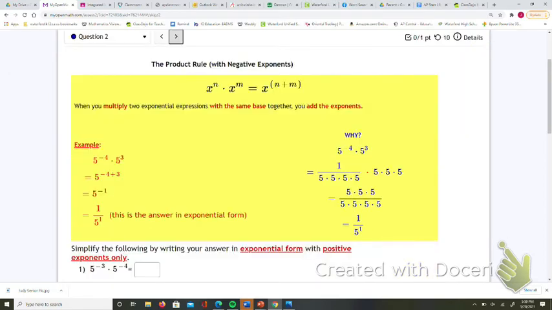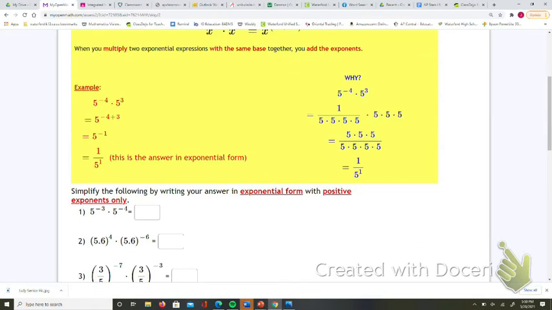Okay, number 2. So last week we learned about the product rule. So now we're going to do the product rule, but with negative exponents. So if we take a look at our example, we have 5 to the negative 4 times 5 to the 3rd. Well, we learned last week that that equals 5 to the negative 4 plus 3. So then that ends up being 5 to the negative 1, which becomes 1 over 5 to the 1st.